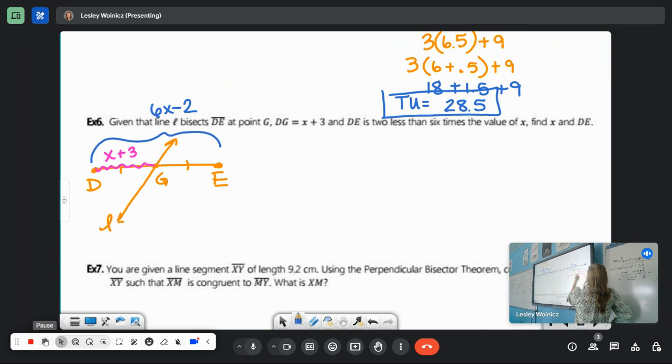Okay, what do I know about this and this if DE is getting bisected? Yeah, the measures are equal. So if this one's x plus 3, so is that one. Okay? So we have to find x and DE. So think about your segment addition postulate. What plus what has to equal what? Set up your equation. Or how many of this x plus 3 do you have? So you can either do this plus this, or you can do 2 of it equals. Double it. Yeah, solve it. Go ahead.